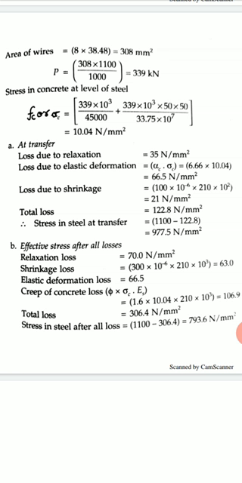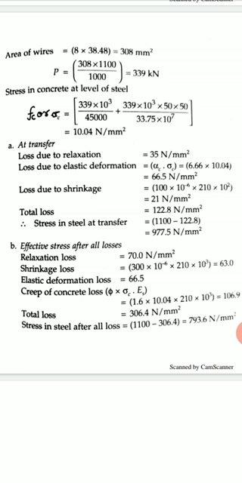So this is your first example in which from the given data, firstly we found out the stress in concrete at the level of steel. Then two things were asked: losses at transfer stage, that is the initial stage. Second is the losses at the later stage, that is effective losses, considering all the losses which were included in the example. So the important thing to be noted here is the creep loss comes into picture in the later stage, and the other three losses, that is relaxation, elastic deformation and shrinkage, are there at the transfer stage as well as further also they exist.